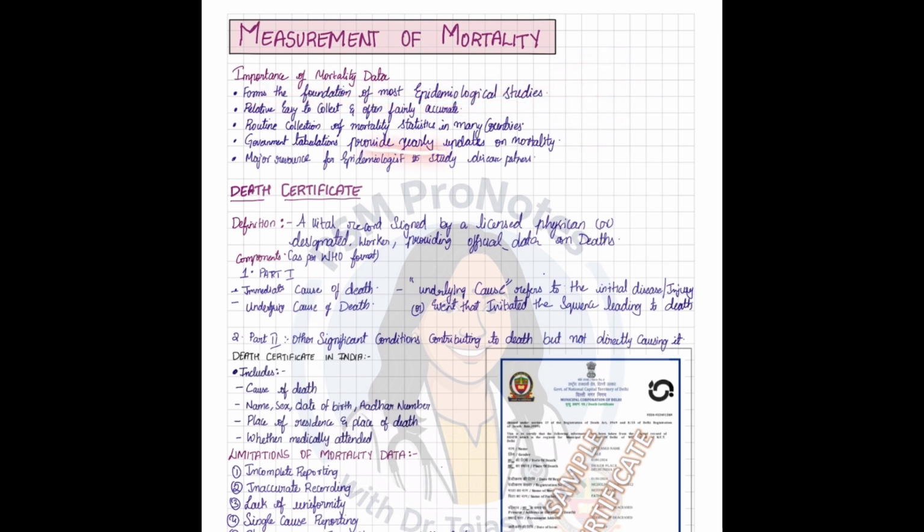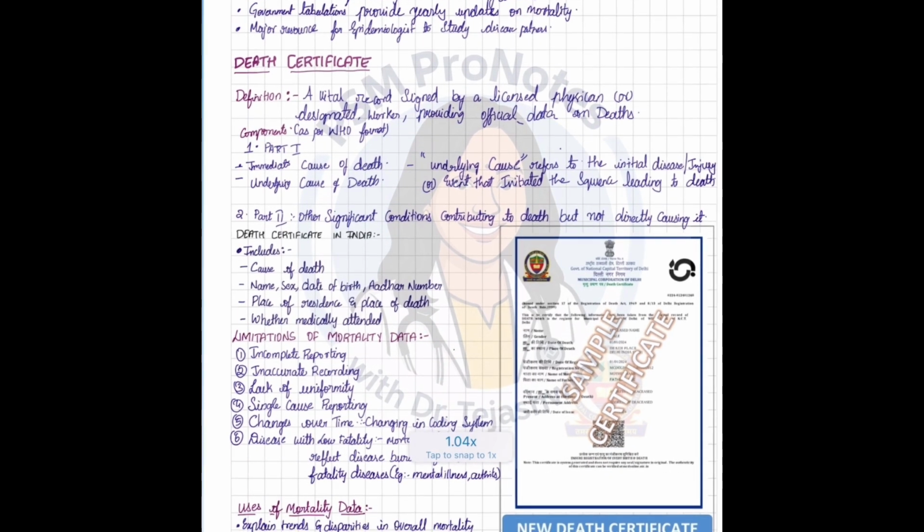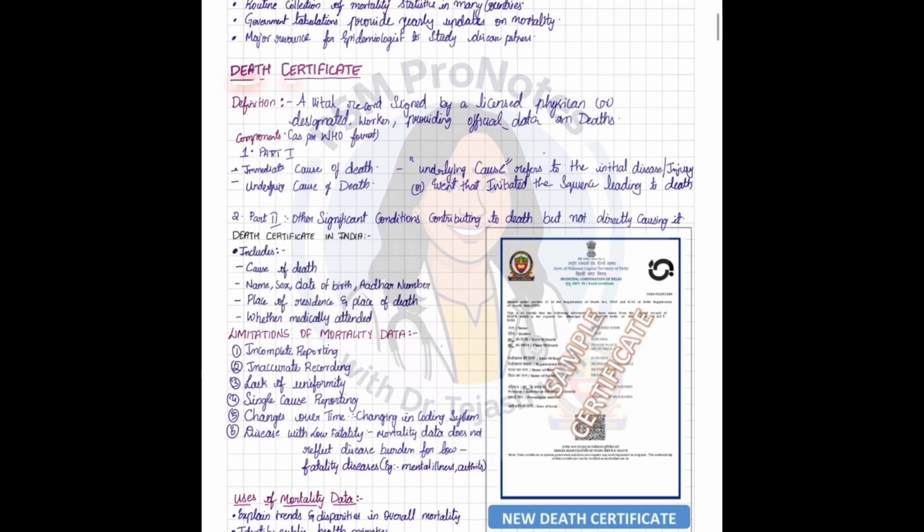Governments around the world collect mortality statistics every year. And yes, it's one of the easiest types of data to collect accurately, especially compared to disease incidence, which often goes unreported.